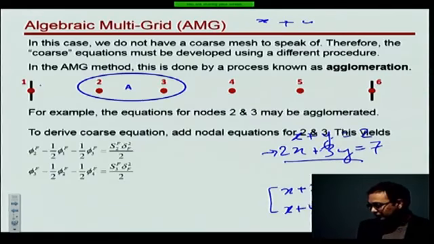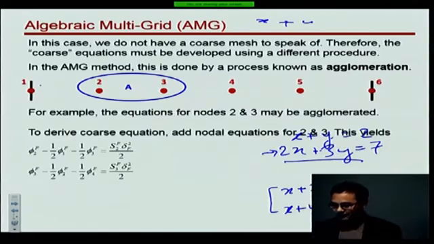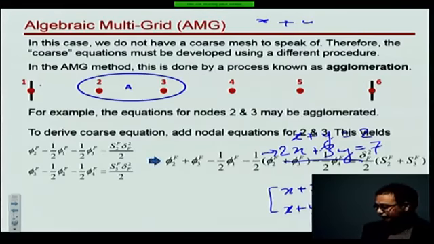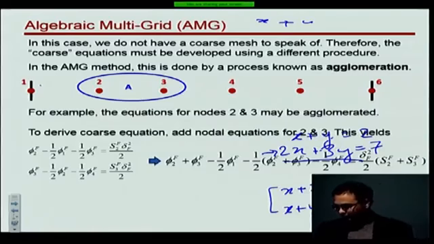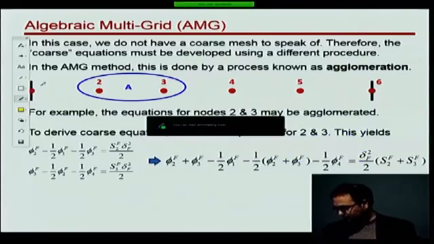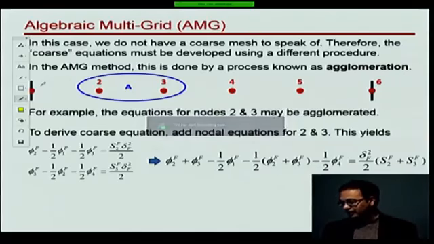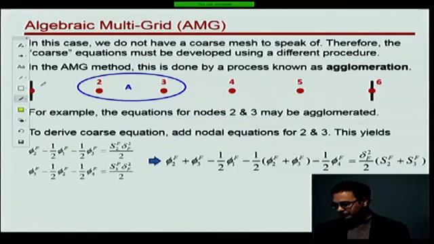So what I do is I start with my fine mesh equations as I've written there, those two. And what I've done here now is I've added those two equations. So you see I have phi2, phi2, phi3, and then minus of these guys. And on the right hand side I also added my sources.